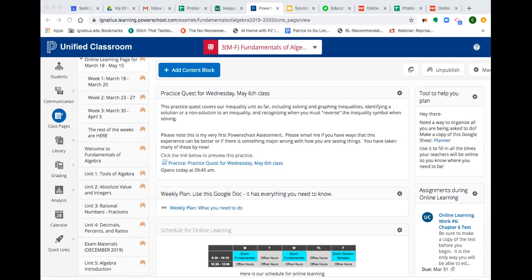And the Delta Math that you guys are going to work on and the Flipgrid, I hope will help in preparing for the quest as well.